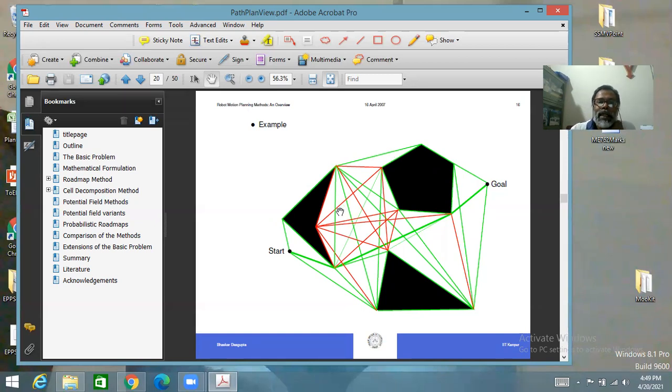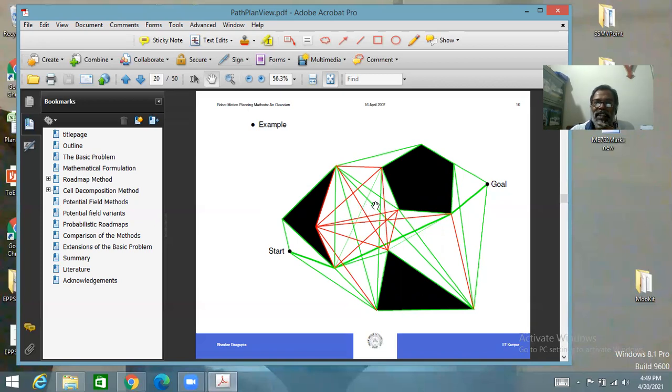This red one is not supporting or separating because at this end the obstacle is on both sides, and therefore this edge will be useless.